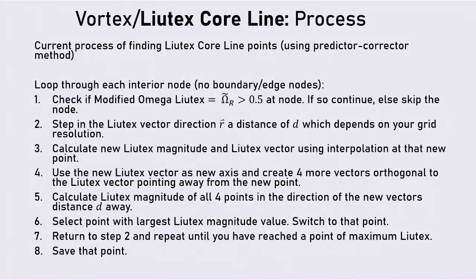So we're going through the nodes, the interior nodes, and we're checking if modified omega Liutex is greater than 0.5. Now, this might seem strange, but modified omega Liutex we have found to be a very reliable method to describe the structure of a vortex using an ISO surface. Mostly because it's threshold free, and we can depend on having a good representation of the structure. So if it's greater than 0.5, we know for sure that we have a good volume to go into.